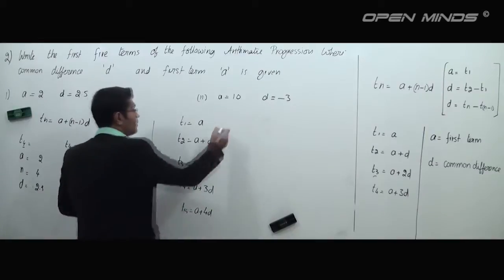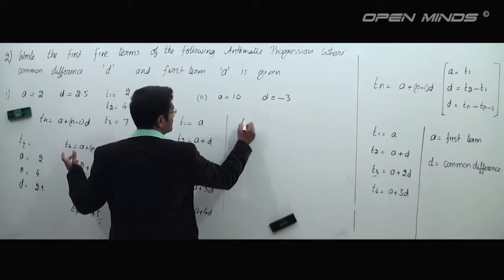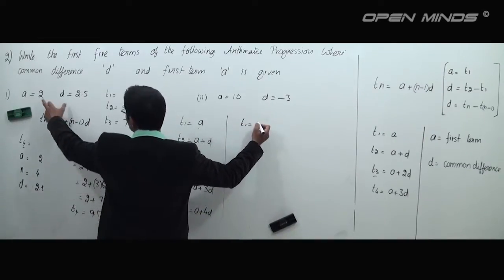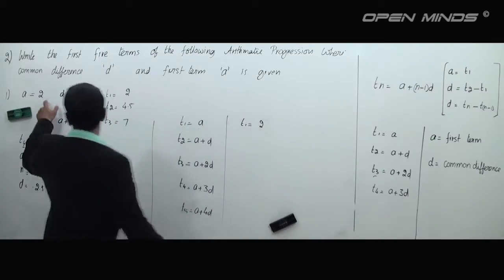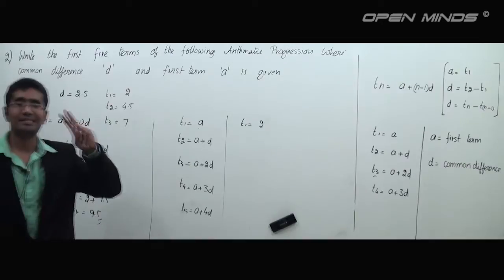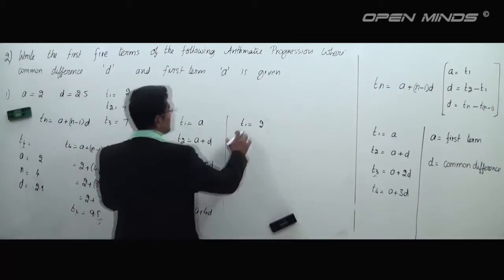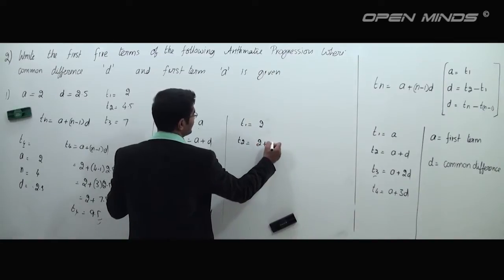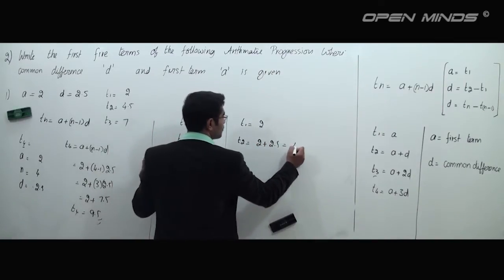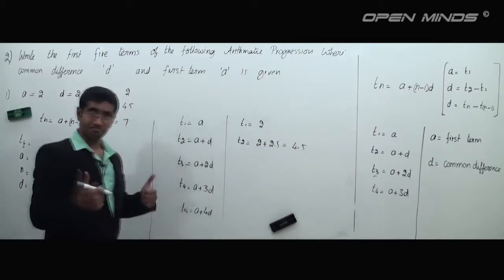Now what is a given to me? T1 is directly a, which is nothing but 2. I'm talking about the first problem. This problem will come back later. The first problem itself, we are doing it in the second method. T1 is 2. What is T2 then? T2 is 2 plus d, that is 2.5, which is 4.5. Directly we can write. Good enough.